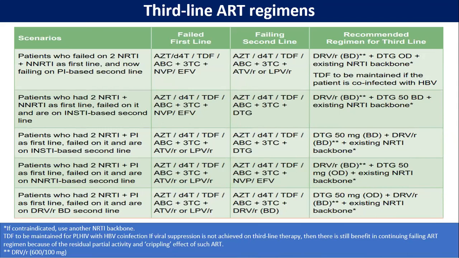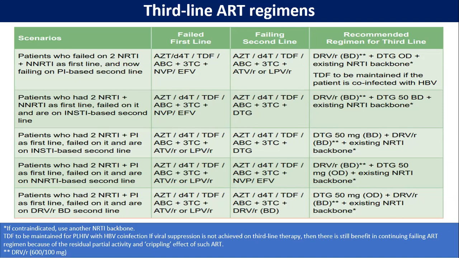Now, patients who were on a first-line regimen with 2 NRTI plus PI and who failed on the INSTI-based second line, the recommended third-line regimen would be dolutegravir 50 mg BD and darunavir ritonavir BD, and the existing NRTI backbone to be continued.